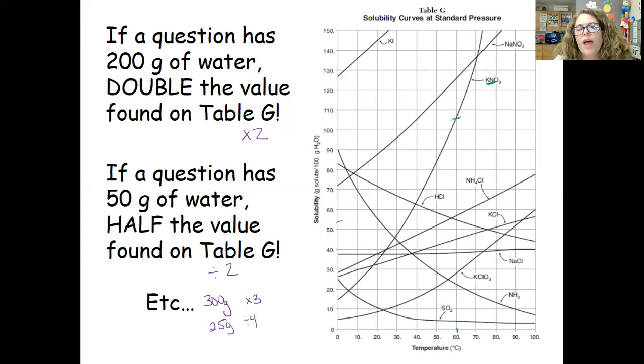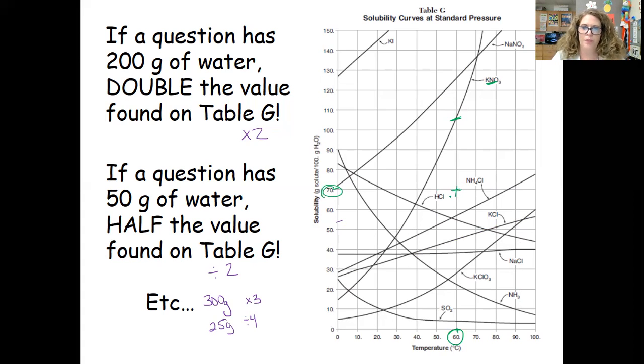I was pointing out that 105 is where it is saturated. I didn't read the question very carefully. See, teachers make mistakes. 70 grams of potassium nitrate. All right, so 70 grams is here, right? 60 degrees is here. So I'm going to find that point, and that point is right here, right?